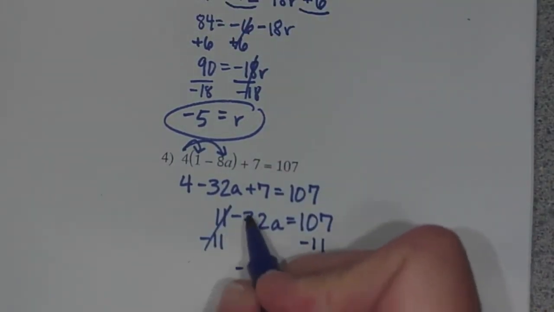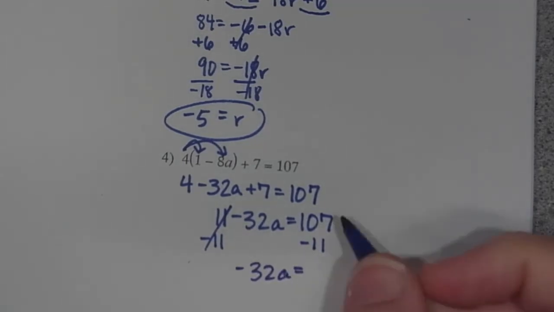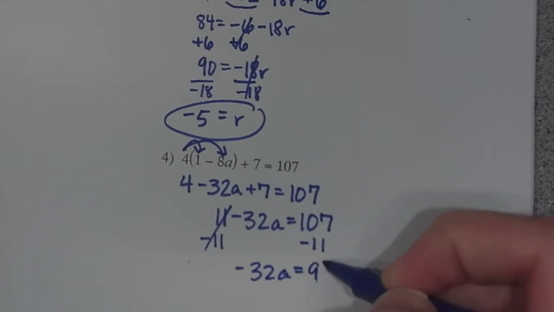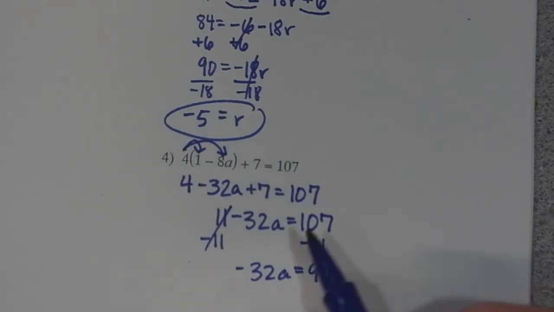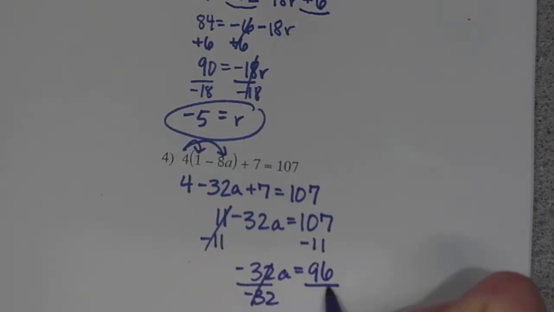Okay, so we're left with the negative 32a equals, oh, what is that? Should I use my calculator? No, I got this. It's 96. Okay, here we go. And now we got to get rid of our negative 32a. Right here it's multiplying, so we're going to get rid of it by dividing it. Bam, there we go. Divide by the same thing on both sides.